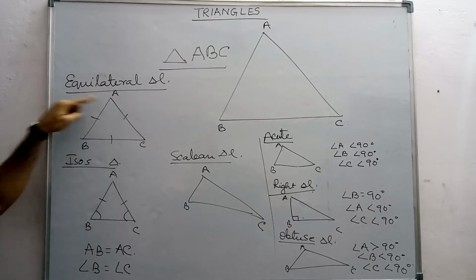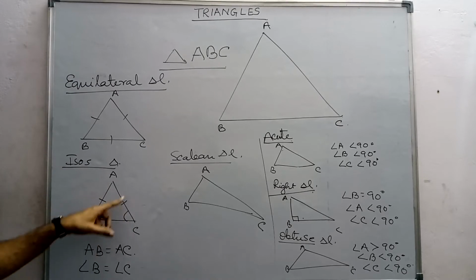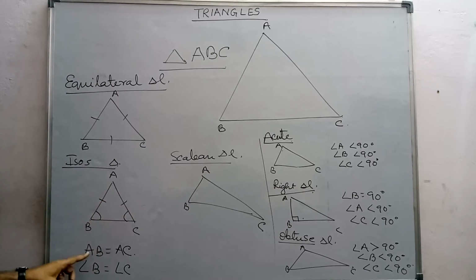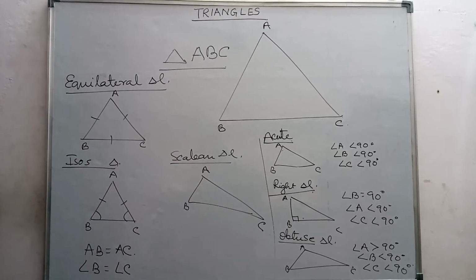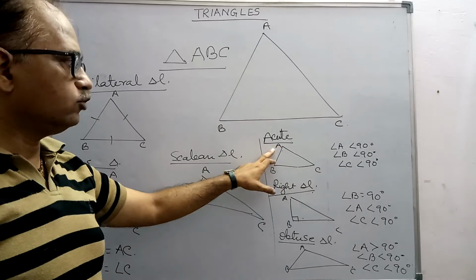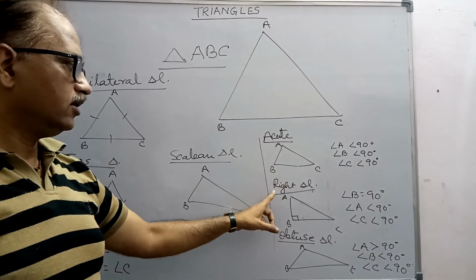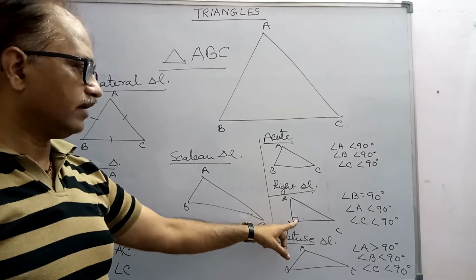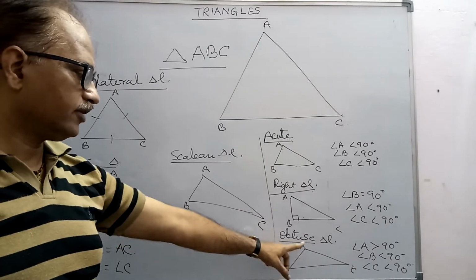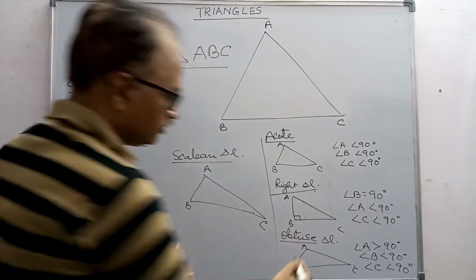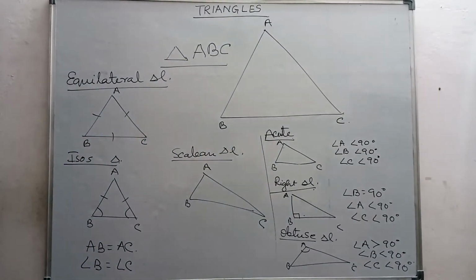Equilateral triangle, all three sides are equal. Isosceles triangle, two sides are equal and angles opposite to them are also equal. Scalene triangle, all three sides are unequal. On the basis of angles: acute triangle, in which all three angles are less than 90. Right angle triangle, one angle is 90, the rest two are less than 90. Obtuse angle triangle, in which one angle is more than 90 but the others are less than 90. Okay.